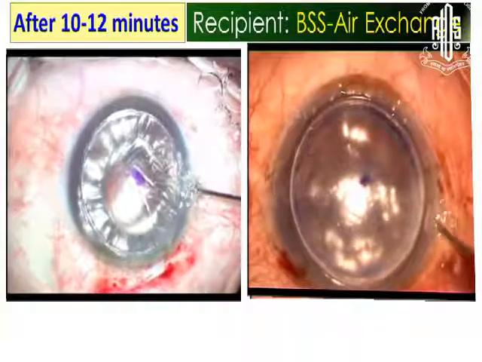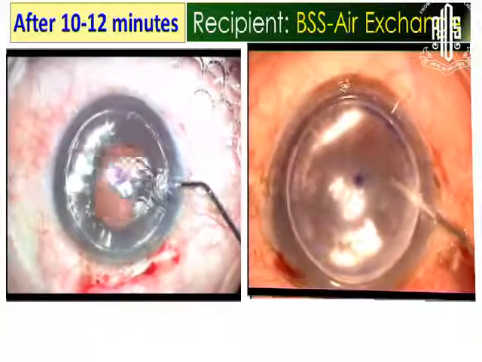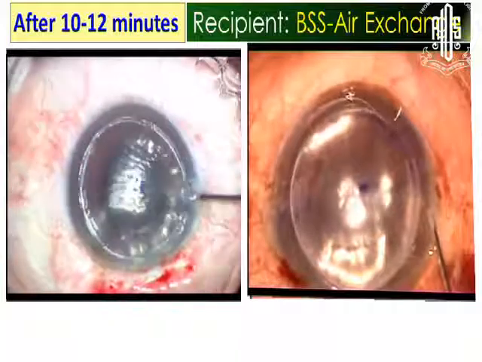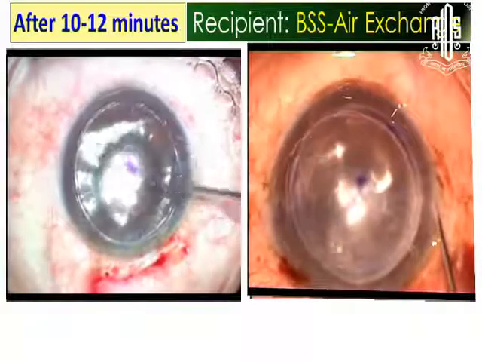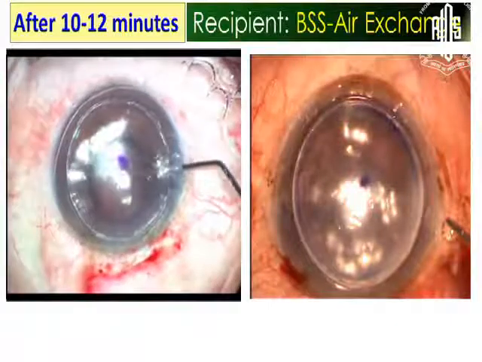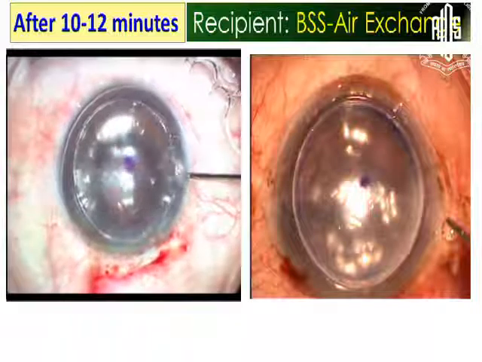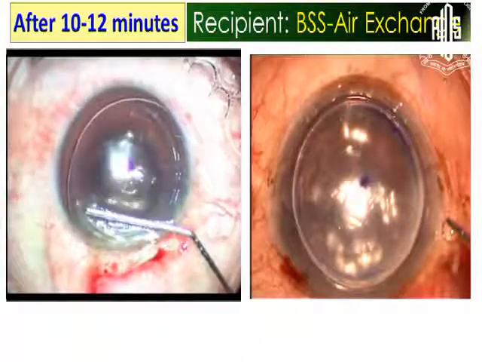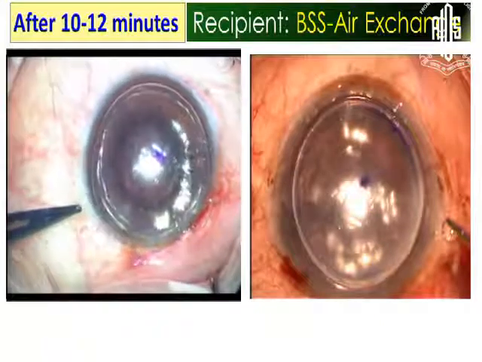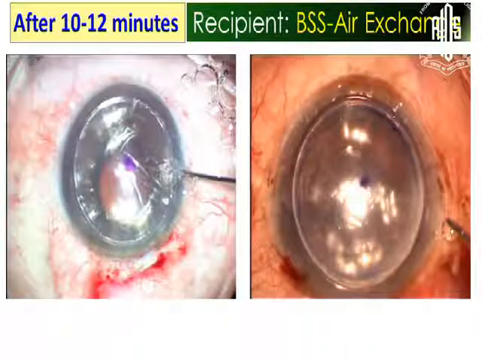Then after 10 to 12 minutes, you keep the lights on, talk a lot about your post-operative care, and what the patient should do for the next 4 to 6 hours, and replace the air with BSS. The amount of bubble should usually be above the level of the pupil, so that there is no pupillary block. That is very important while you are replacing the air with BSS.